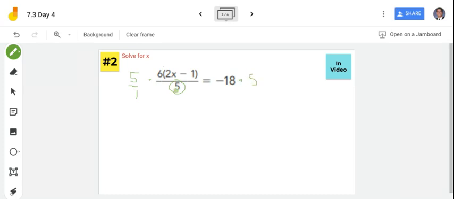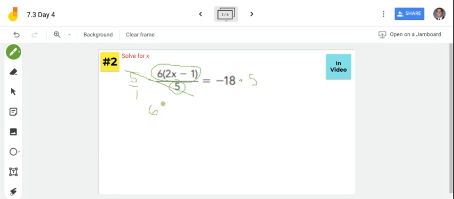Okay. When I do that, the whole reason I'm multiplying by 5 is so that these 5s would simplify to 1. I have a 5 in the numerator and a 5 in the denominator, and so those simplify because 5 over 5 is 1. And so all I'm left with on the left side of the equation is 6 times 2x minus 1. So I'm going to bring all of this stuff straight down.